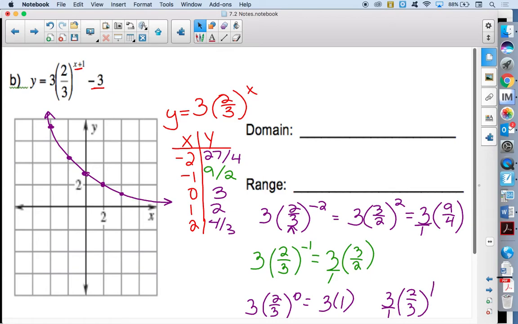Now looking at the numbers, how does the x plus 1 tell us to move the graph? Paige? Left 1 and down 3. Right, so this part here moves the opposite. Even though it says plus 1, that's the h value. It really moves to the left. And that part makes it move down.